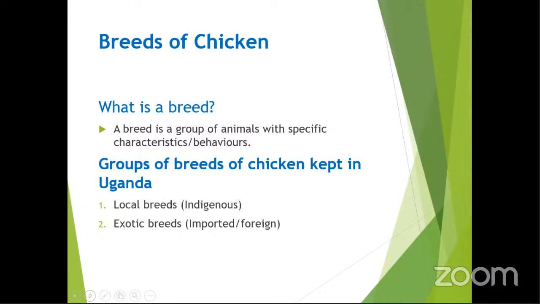As simple as that. So when we move on, we shall get to know that these exotic breeds are also called heavy breeds or light breeds. There are those ones that are heavy, and then there are those ones that are light. And those that are light, usually they are kept for egg production, while the other heavy ones are kept for meat production. As simple as that. So let's move on and talk about something different.